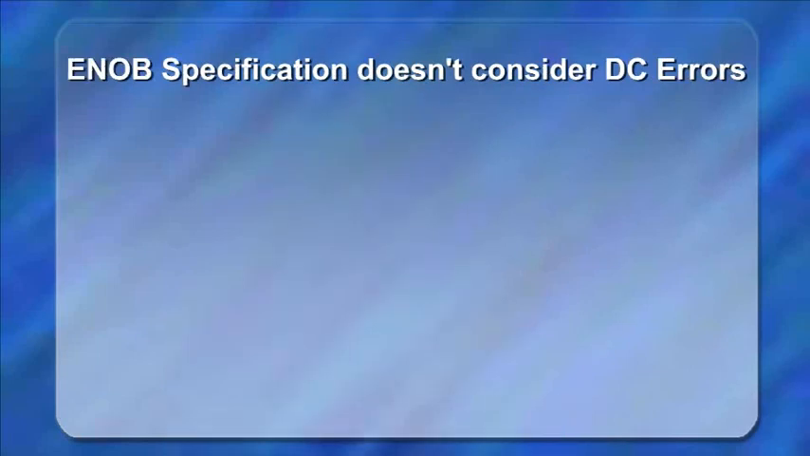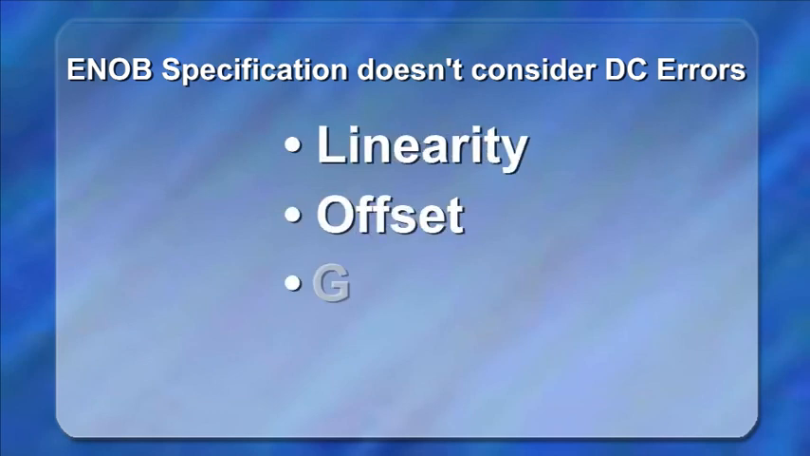The ENOB trap is to exclusively use this specification when you are comparing and selecting ADCs for your application. As we know, the ENOB specification doesn't take the DC errors such as linearity, offset, and gain into consideration. Again, the thing to remember is that ENOB is simply a figure of merit. It doesn't tell the whole story. It only remotely tells the combined noise and distortion story.